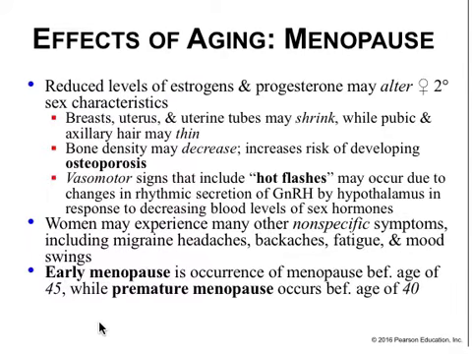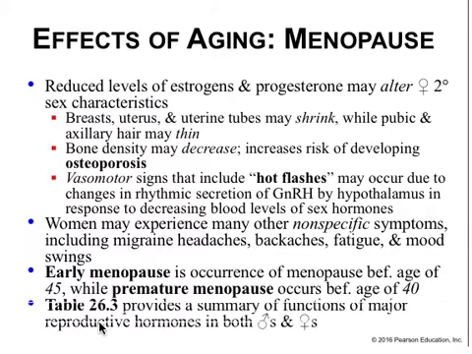Early menopause is the occurrence of menopause before the age of 45, while premature menopause occurs before the age of 40. In your book, Table 26.3 provides a summary of functions of the major reproductive hormones for both males and females. Our next topic is birth control, so let's take a listen.